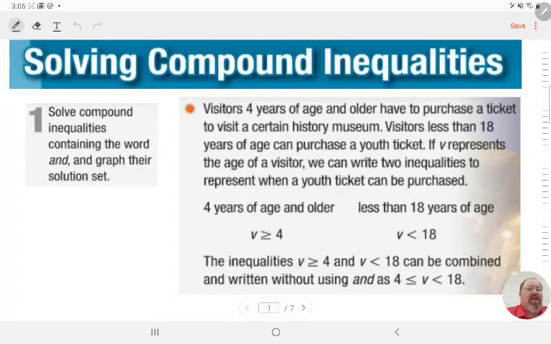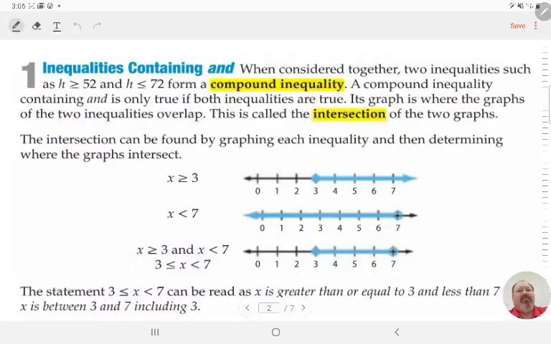If V represents the age of a visitor, we can write two inequalities to represent when a youth ticket can be purchased. So we could say 4 years of age or older would be V is greater than or equal to 4, and less than 18 years of age would be V is less than 18. So the inequalities V greater than or equal to 4 and V less than 18 can be combined and written without using and. So we could say 4 less than or equal to V, and V less than 18.